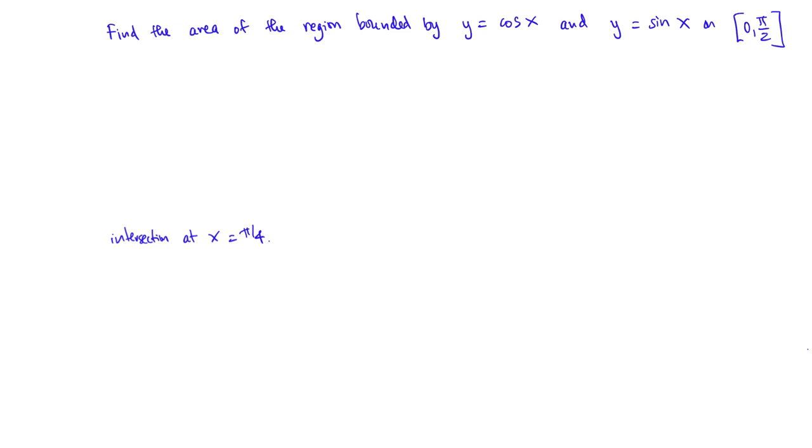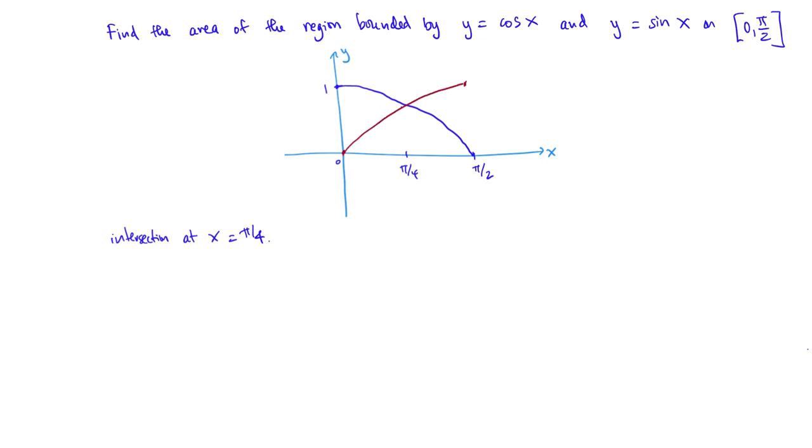The graph of y equals cosine of x goes through the point x equals 0, y equals 1, and when x equals pi over 2, y equals 0. When x equals pi over 4, y is root 2 over 2. And so we have the graph of y equals cosine of x. The graph of y equals sine of x goes through the point 0, 0, and when x equals pi over 2, y equals 1. And so we have another graph.